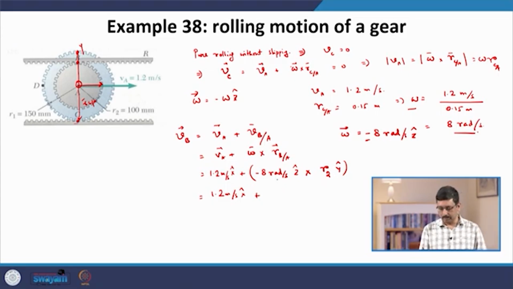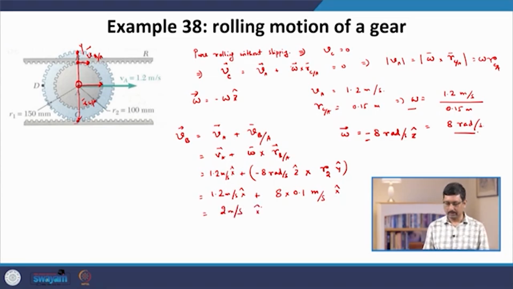This is clear from the picture, that this is the rotational part. So, V B A is along the positive x direction, in the same direction as V A. So, this will be 8 times 0.1, which is 0.8 meter per second x hat, so V B is 2 meter per second x hat.